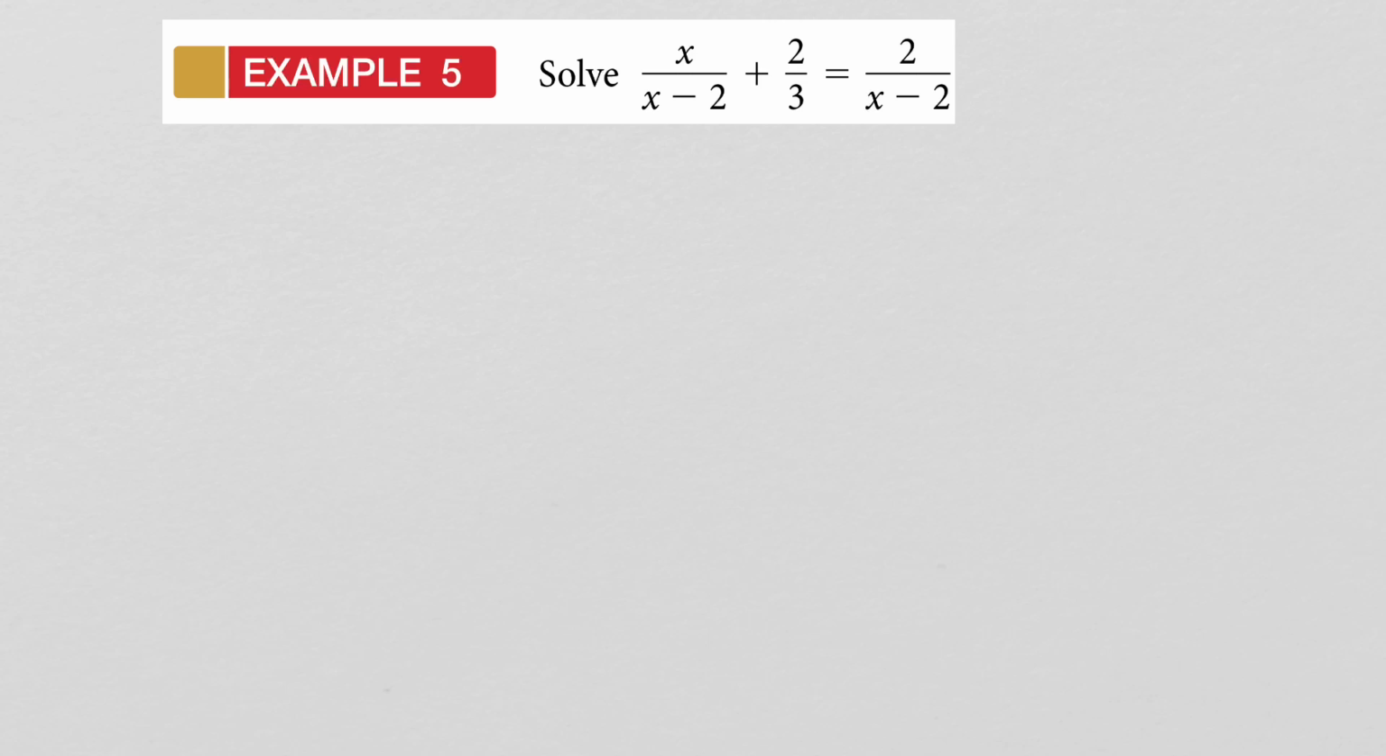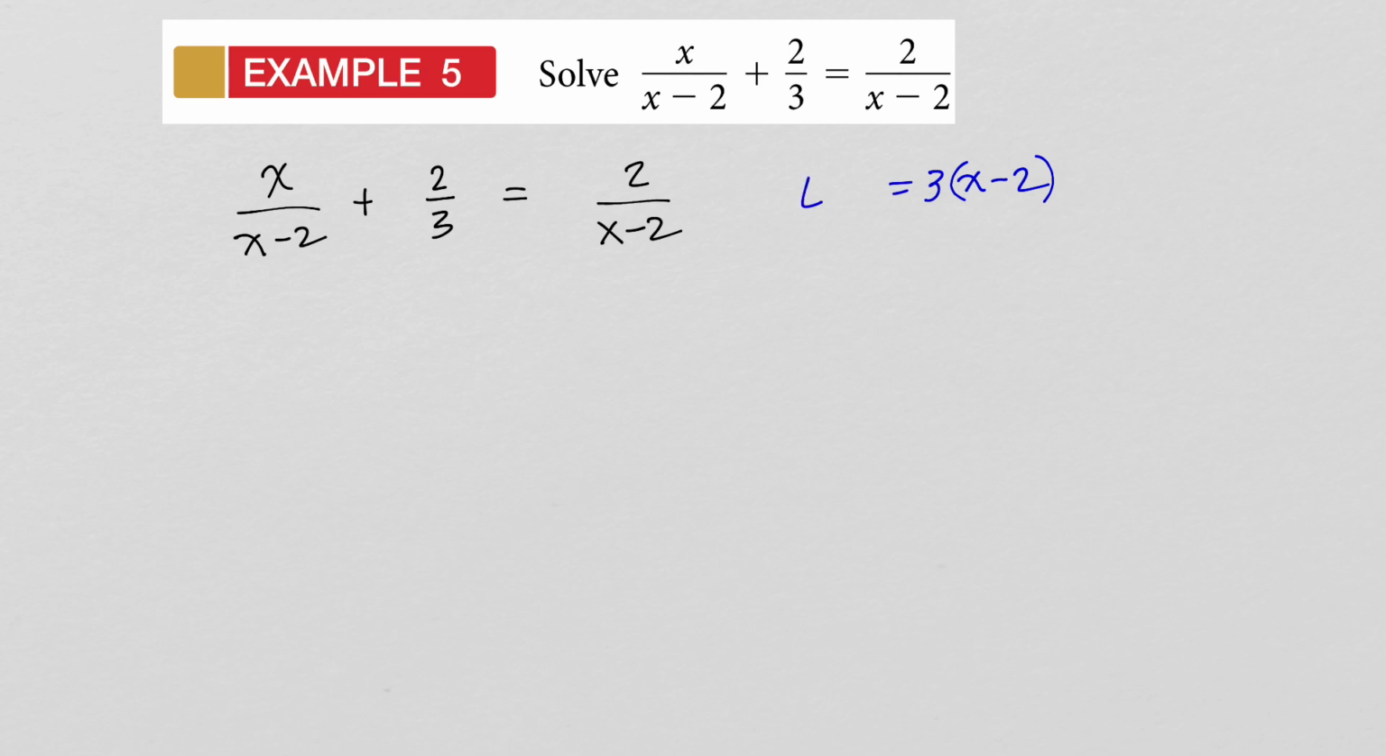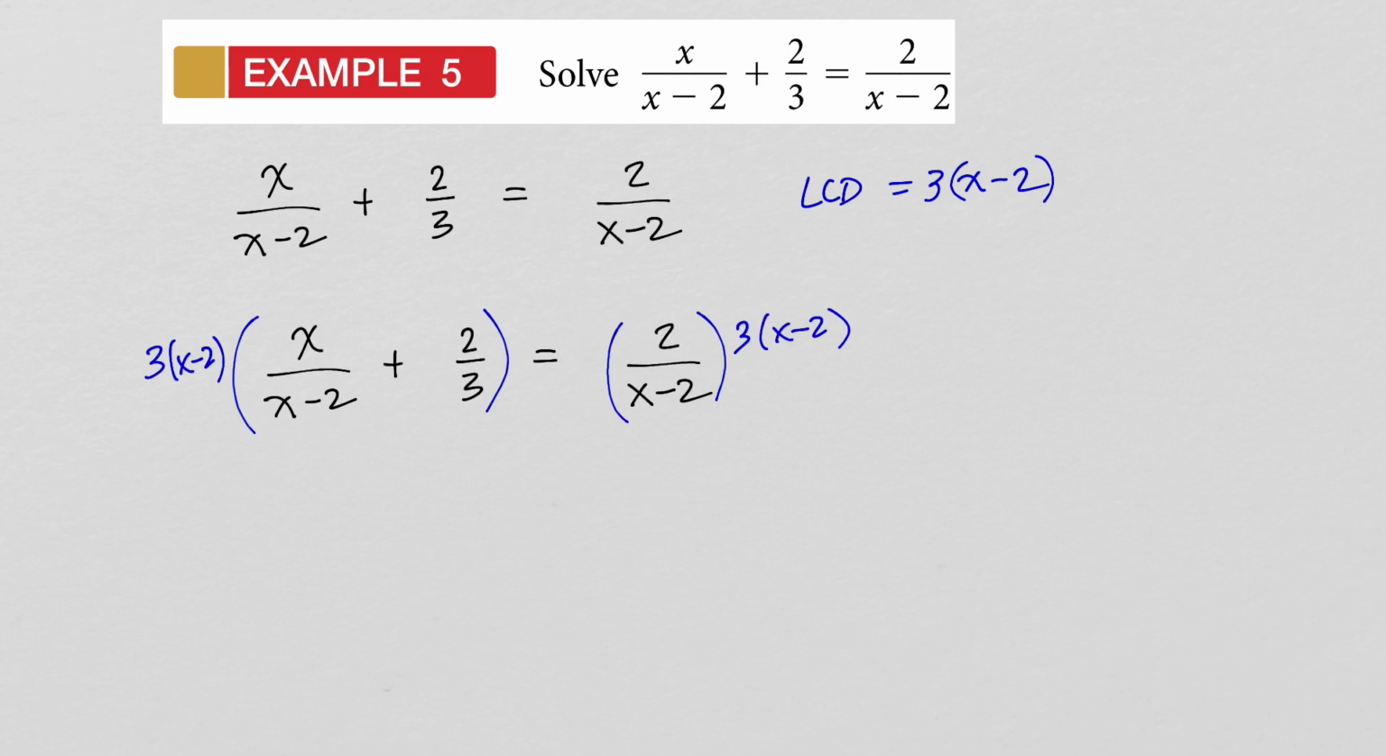Now, our next example is a little bit more complicated. We have x over x minus 2 plus 2/3 is equal to 2 divided by x minus 2. And notice that I can't cross multiply like in the previous example because we have two fractions on the left-hand side of the equation. So in this problem, we have to go back to multiplying both sides by the least common denominator. And the least common denominator is going to be x minus 2, but also multiplied by 3. So I'm going to take this equation, and I'm going to multiply by 3 and x minus 2 on both sides of the equation.